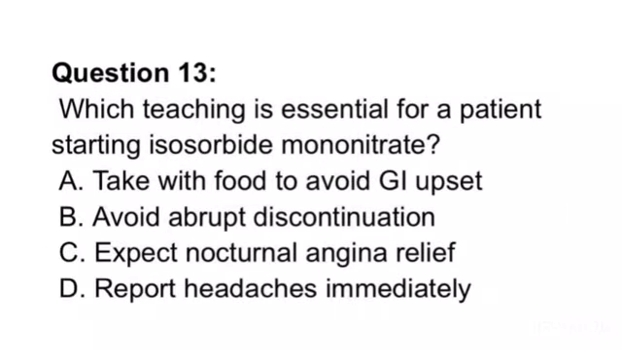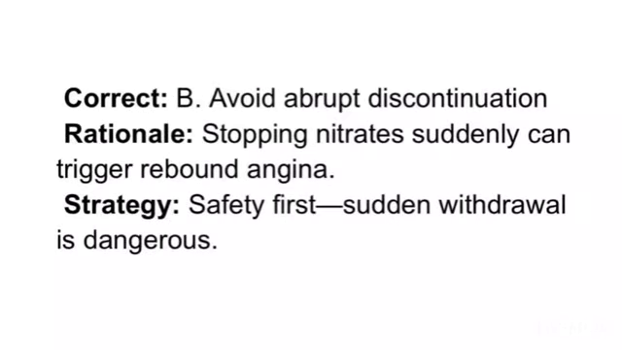Question 13. Which teaching is essential for a patient starting isosorbide mononitrate? A. Take with food to avoid GI upset. B. Avoid abrupt discontinuation. C. Expect nocturnal angina relief. D. Report headaches immediately. Correct: B. Avoid abrupt discontinuation. Rationale: stopping nitrates suddenly can trigger rebound angina. Strategy: safety first, sudden withdrawal is dangerous.